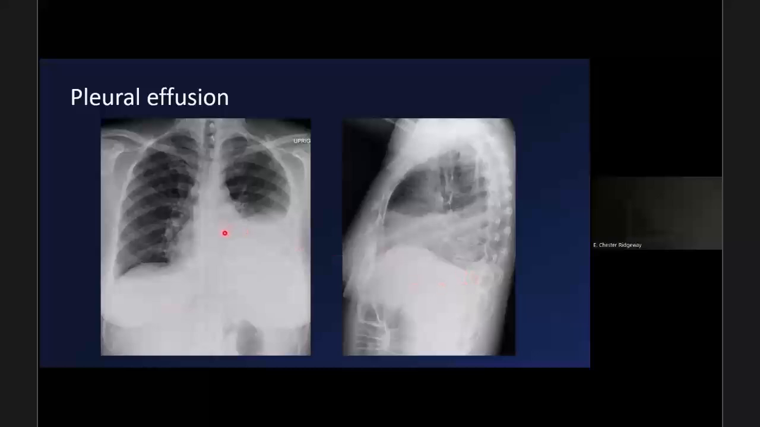The left effusion is larger. I would call this a moderate volume effusion. Again, we see that meniscus really nicely here, that upward turning of the opacity. And then on the lateral view, again, we see that meniscus sign. Notice how the left costophrenic angle is completely obliterated on both the frontal and the lateral views.